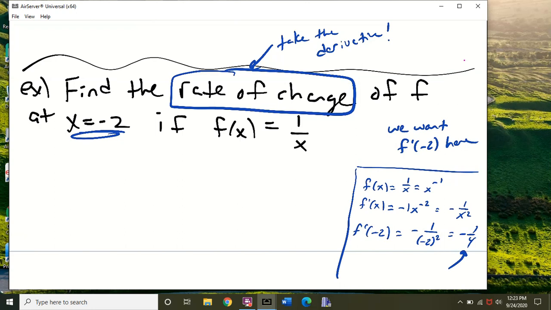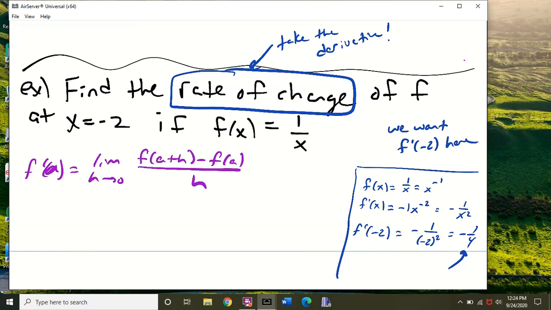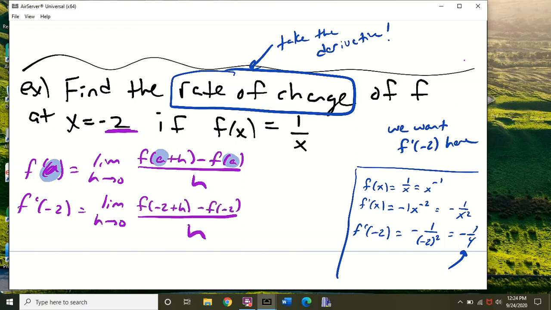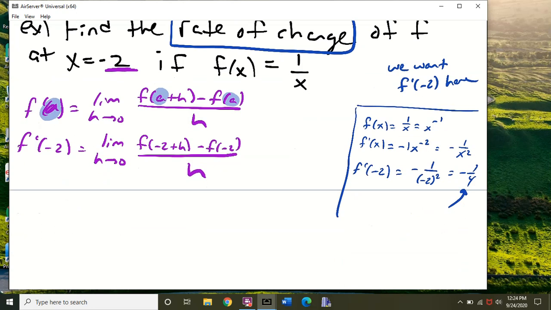Okay, but again, let's go through the definition of derivative to do it. So, f prime of a is the limit as h approaches 0 of f of a plus h minus f of a all over h. Here we have a value for a, negative 2. So I'm going to replace a with negative 2. Okay, now we're going to evaluate these functions.